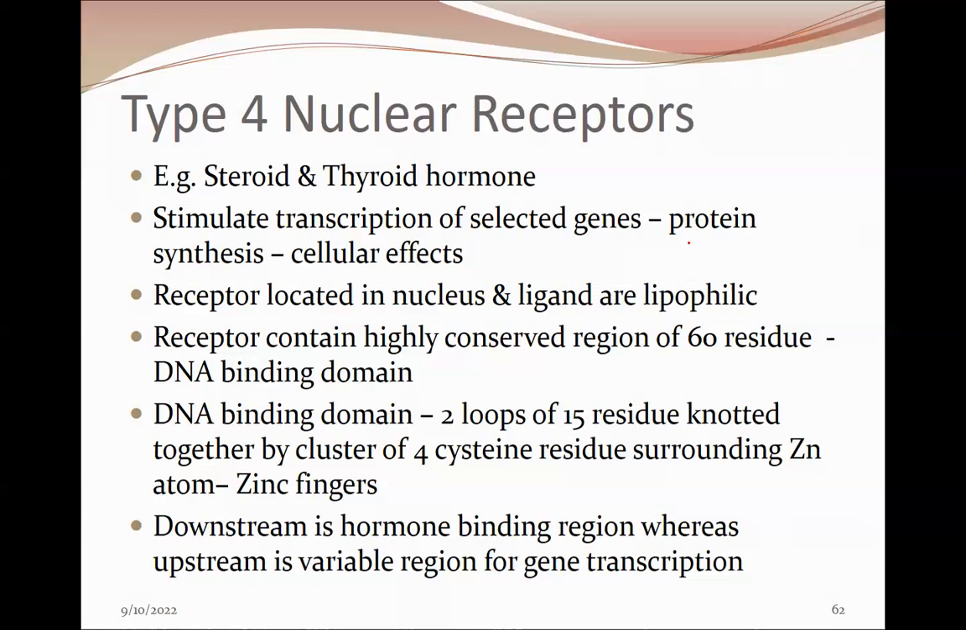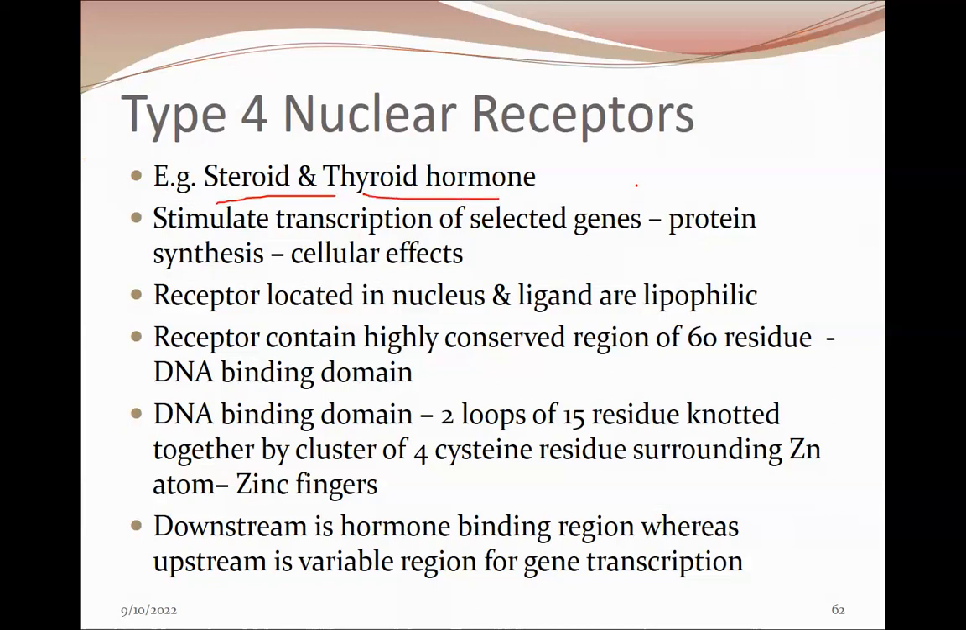So we have already covered the ionotropic receptors, the G protein coupled receptors, and the kinase linked receptors, and today we talk about the nuclear receptors. As the name suggests, these receptors are present inside the cell, in the cytoplasm, and they bind to either steroid hormones or thyroid hormone. Now, what do they do?